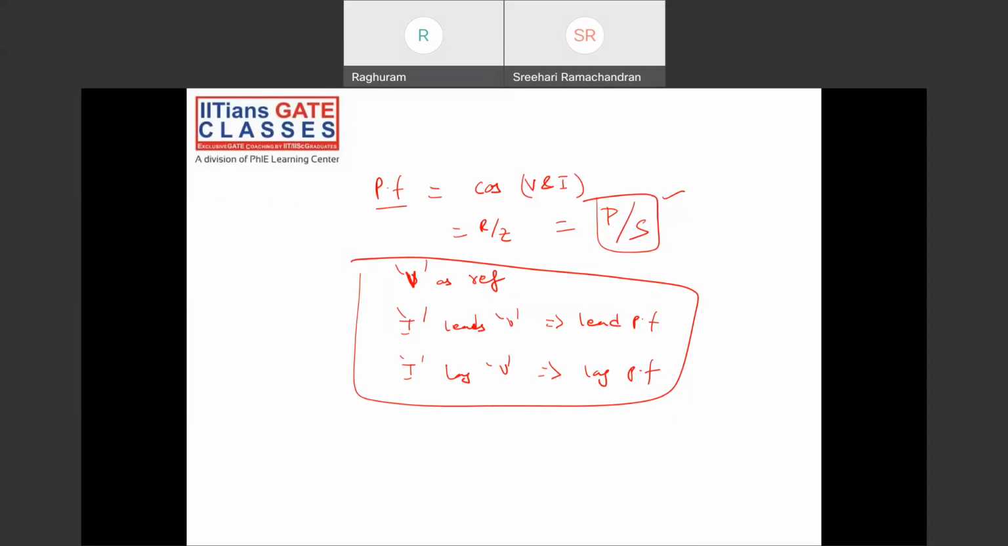Yes. In case of power circuits, what usually happens is voltage is the cause and current is the effect. So that's why we usually take voltage as reference. So in denoting power factor as lagging or leading, we'll always take voltage as reference. Even if it's a parallel circuit or a series circuit, you'll always take voltage as reference.